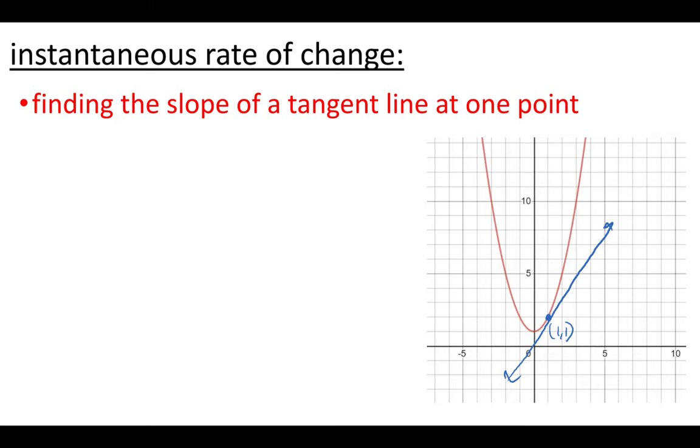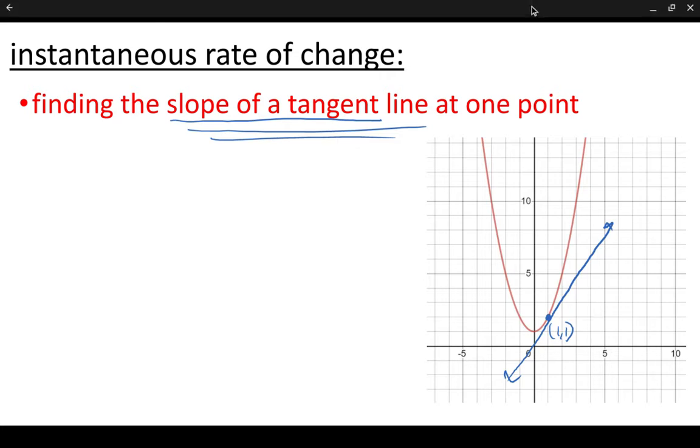So an instantaneous rate of change is the same thing as finding the slope of a tangent line at a given point. Notice this line only hits the curve at exactly one point. It's not a perfect tangent line, my drawing's not, but you get the idea. It only hits at one point, so it doesn't intersect at two points. So how could we calculate a slope if we only have one point?